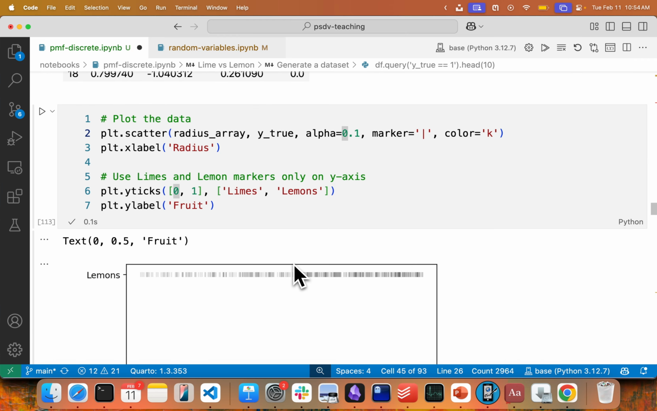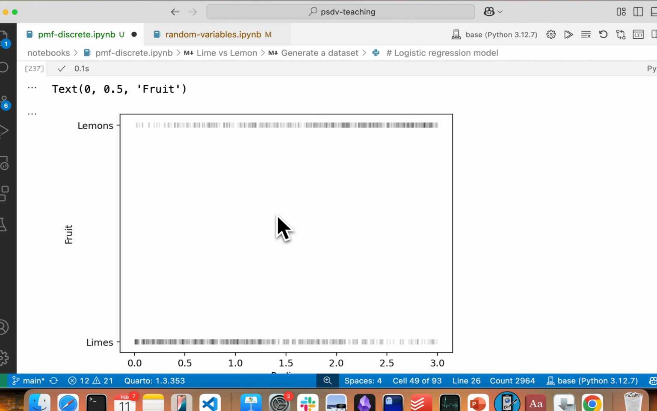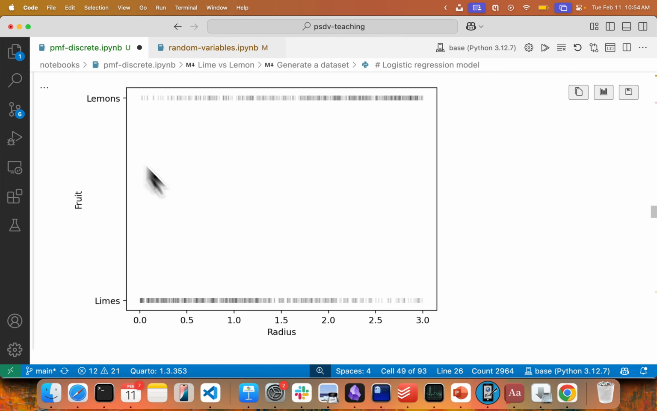Now I plot my data set. This is showing the limes versus lemons and the radius. Each of the lines that you're seeing corresponds to one instance. Can you see that here we have a darker region? A darker region here means that we have a lot of limes with low radius. And for lemons, we see a darker region towards the right hand side, which is higher radius. So therefore, it is much more likely to have limes with low radius and lemons with larger radius. But you can still have lemons with a lower probability when they have a small radius. You can still have limes when the radius is larger.